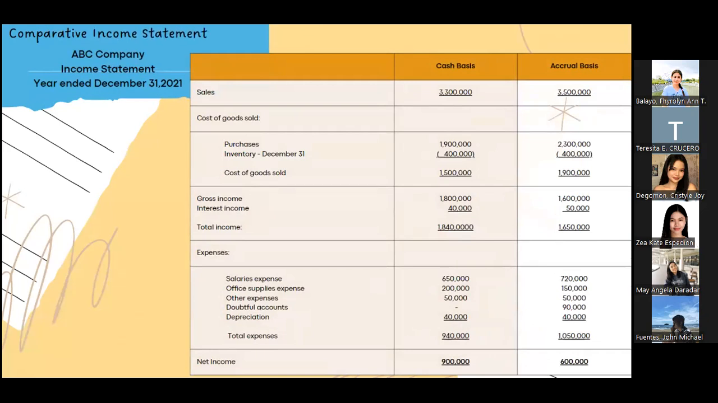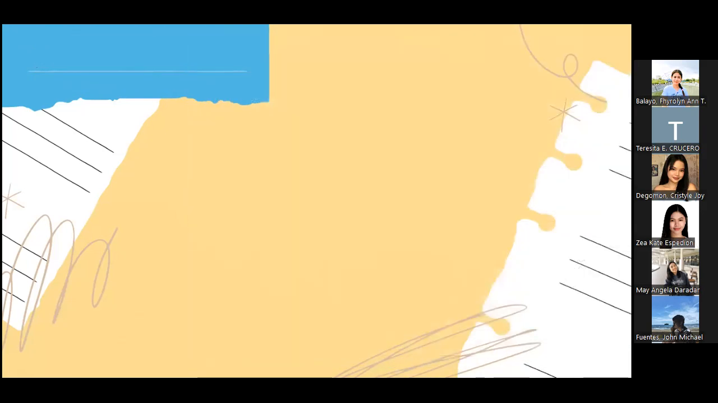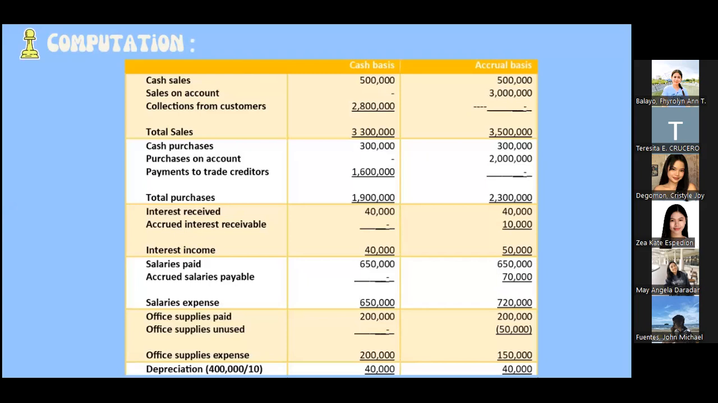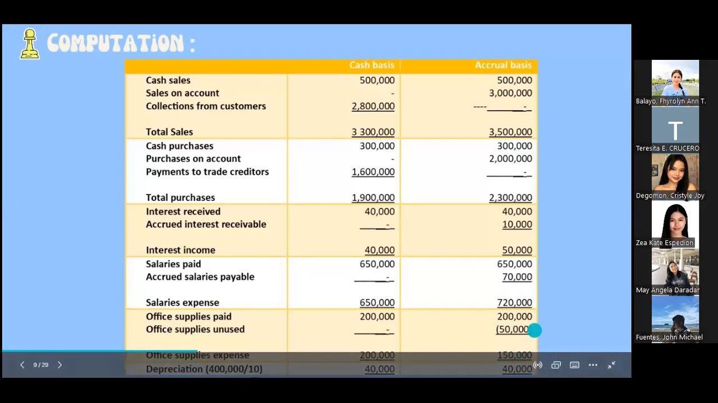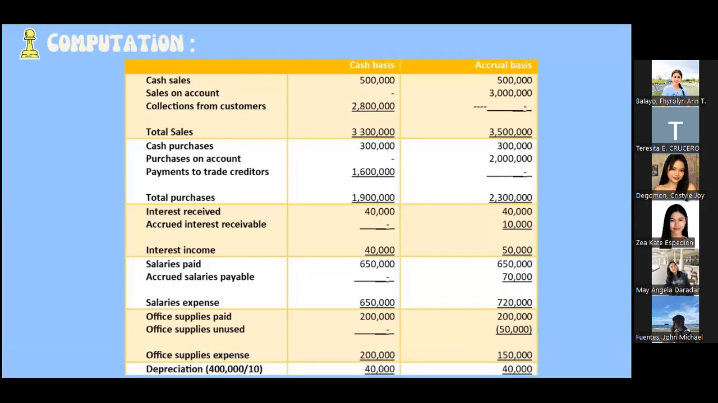For office supplies expense, under cash basis, we have 200,000 given in the problem. Under accrual basis, 150,000. We have here the office supplies paid of 200,000. Then we need to deduct the office supplies unused of 50,000. It is equal to office supplies expense of 150,000.